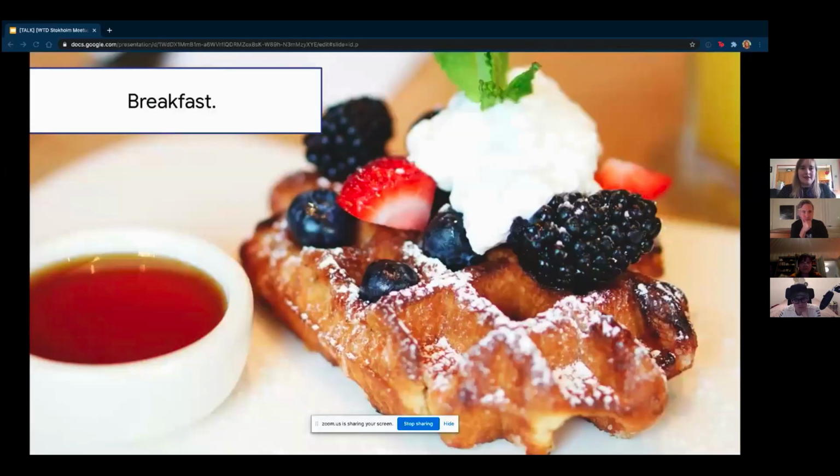Some bad examples of alt text. There's a picture and the caption is breakfast. What kind of breakfast? Tell me more.